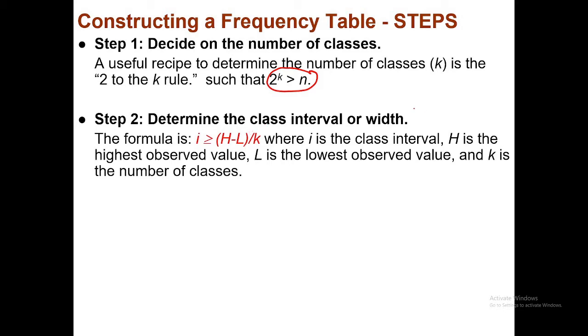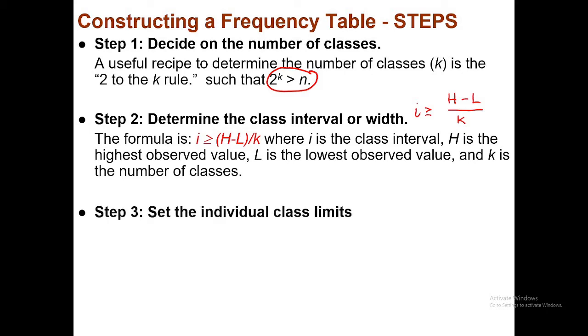We have I, the interval, is simply greater than or equal to H minus L, the highest minus the lowest value, divided by K. And I suggest you round your answer to the nearest whole number. Do not have an I which is in decimal form. Again, round off your answer to the nearest whole number. Okay? Let's go to step number 3.